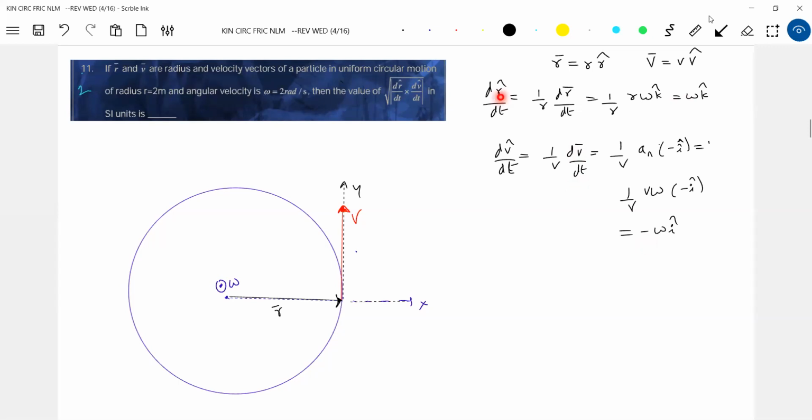The change of the radial vector will be along the tangent plane, no. You do one thing. Look at this: dr cap by dt. It's a unit vector which is rotating. So when a unit vector rotates here, an angular displacement will take place, no? So what is this quantity? It should be the angular velocity.